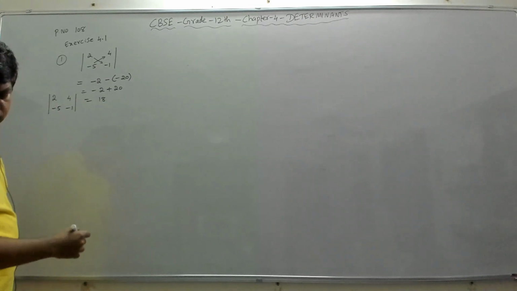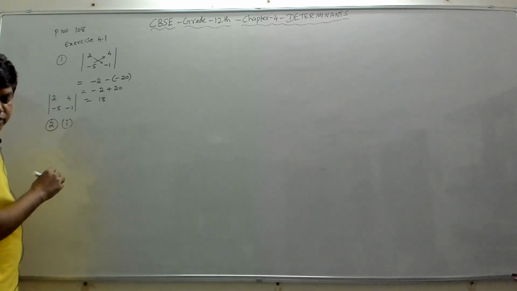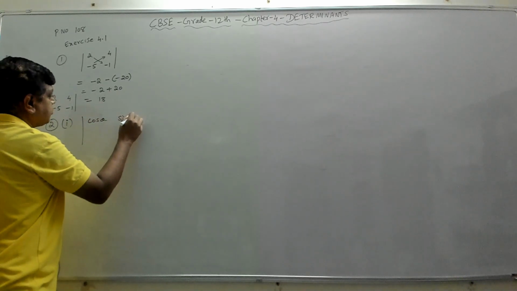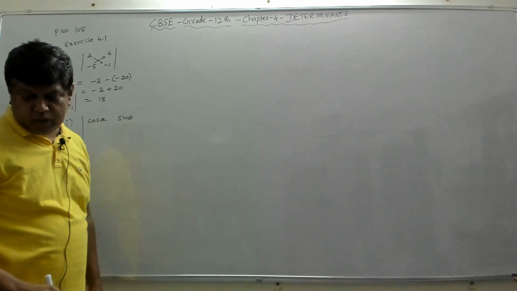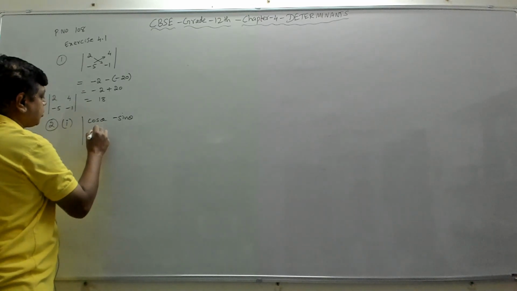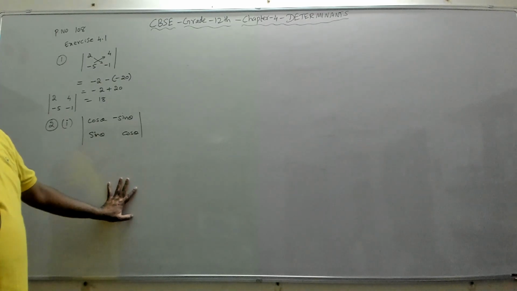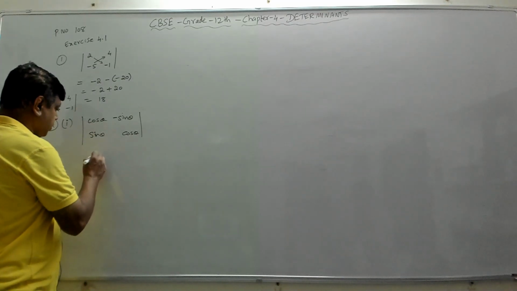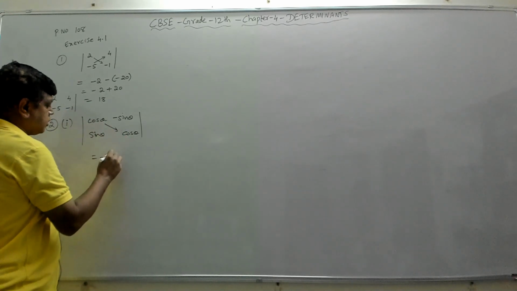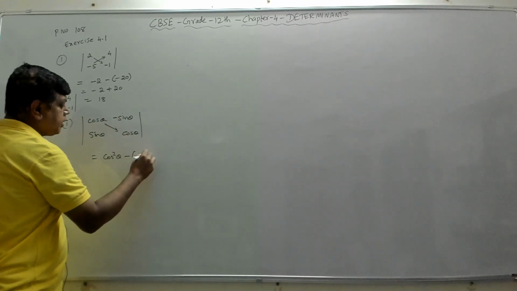Fine. We'll do the second problem. First subdivision. We have to find the value of the determinant cos theta, sin theta, then minus sin theta, cos theta. So the value of this will be equal to what? It's a 2 cross 2, so first this into this: cos theta into cos theta is cos square theta, minus sin theta into minus sin theta is minus sin square theta.